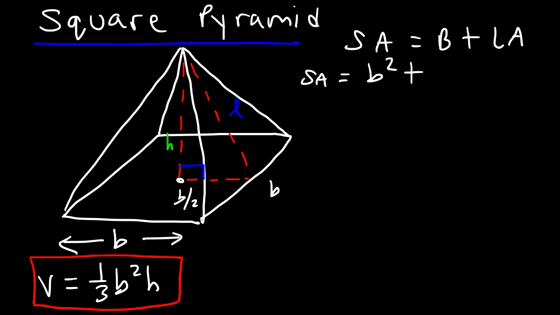Well, notice that there's 4 triangular faces with 1 square face on the bottom. So I'm going to draw one of those 4 triangular faces. The height of that triangular face is the slant height, which is L. And it has a base, b.